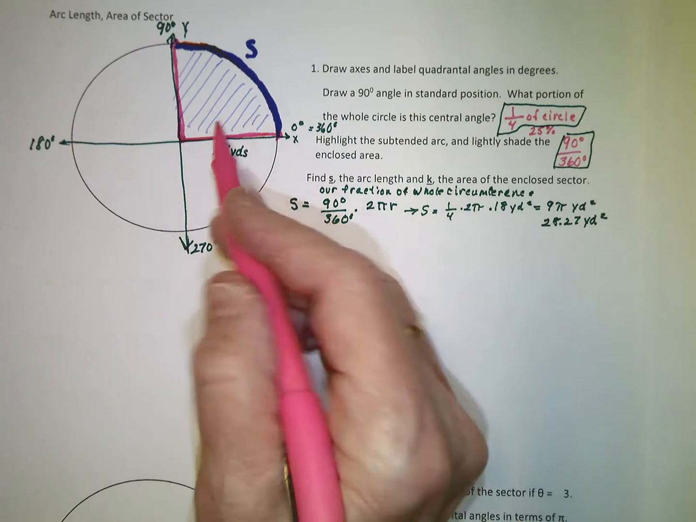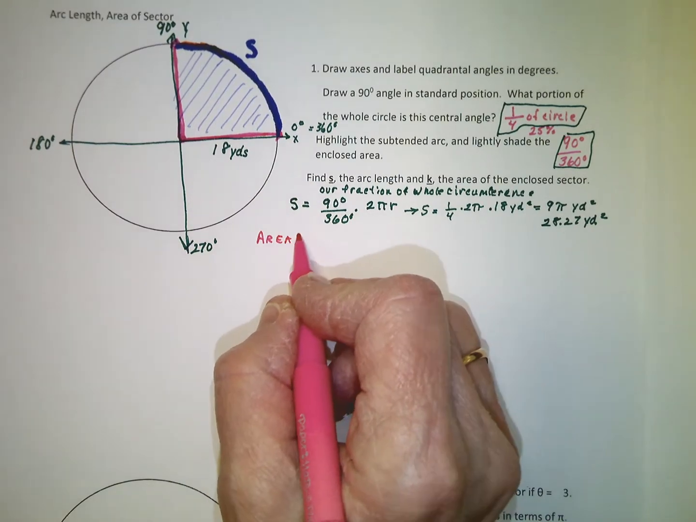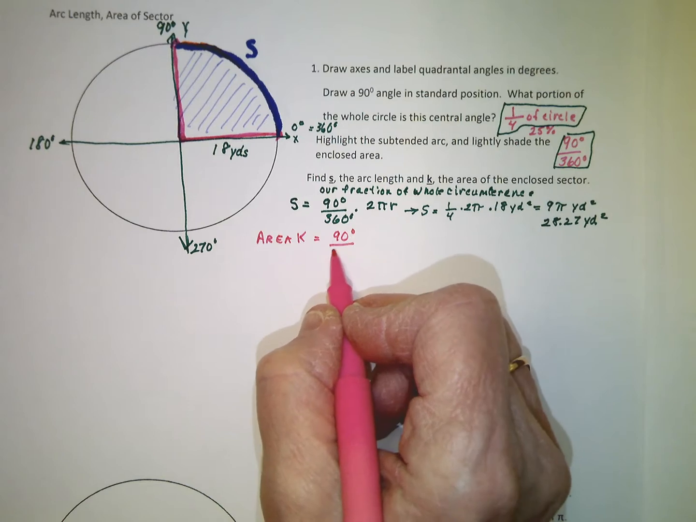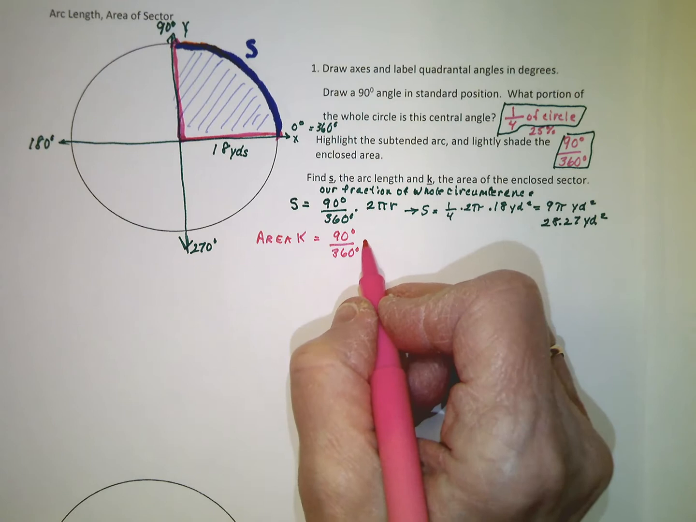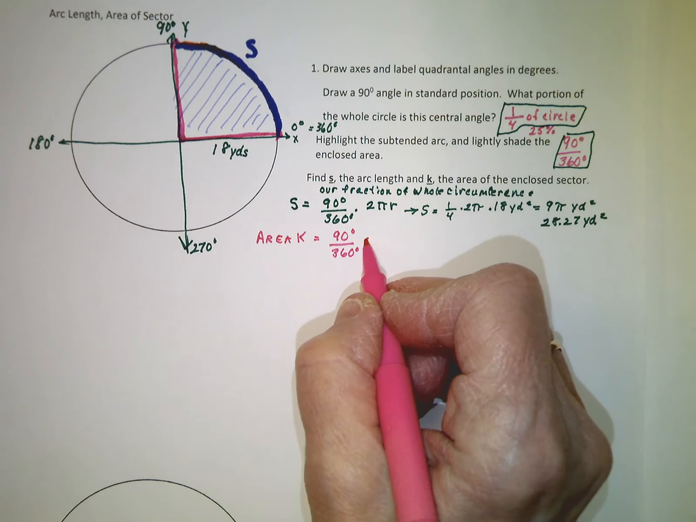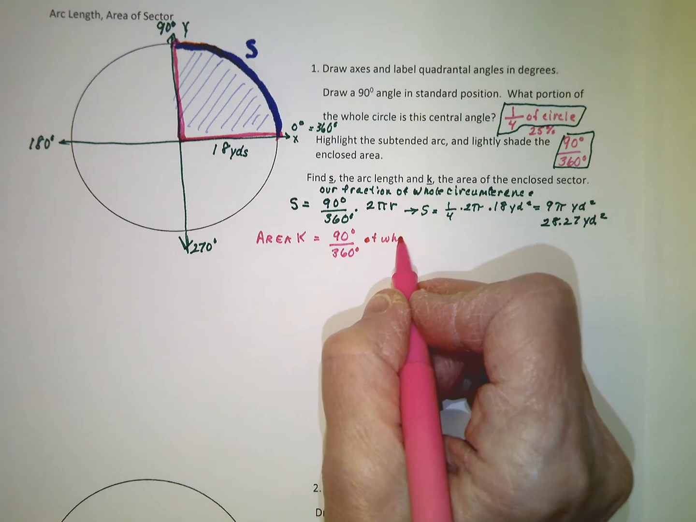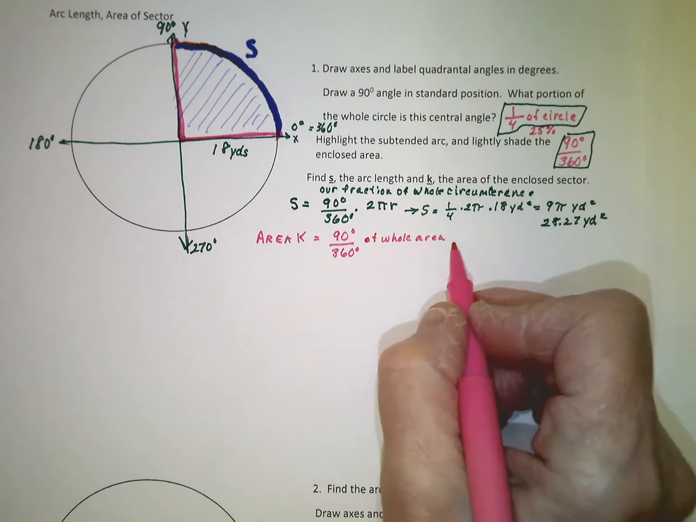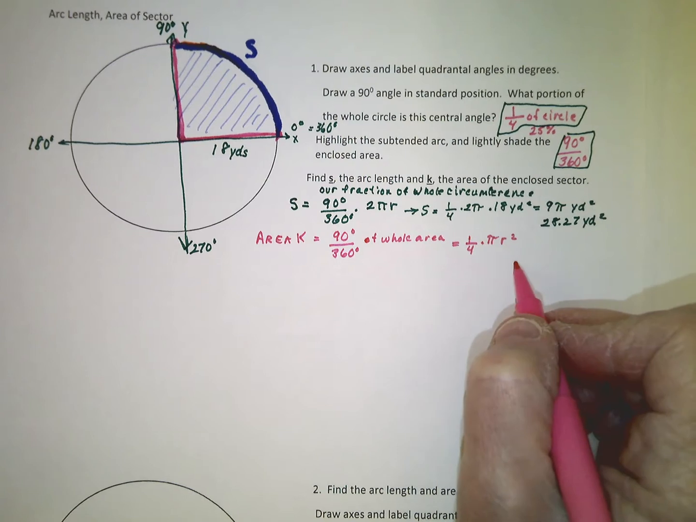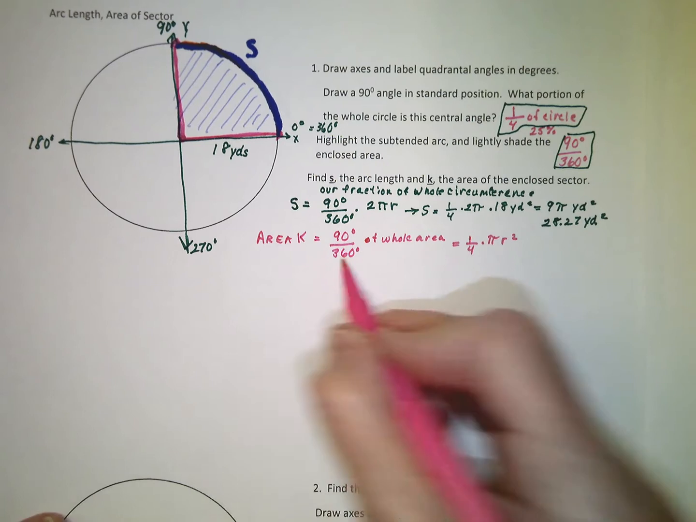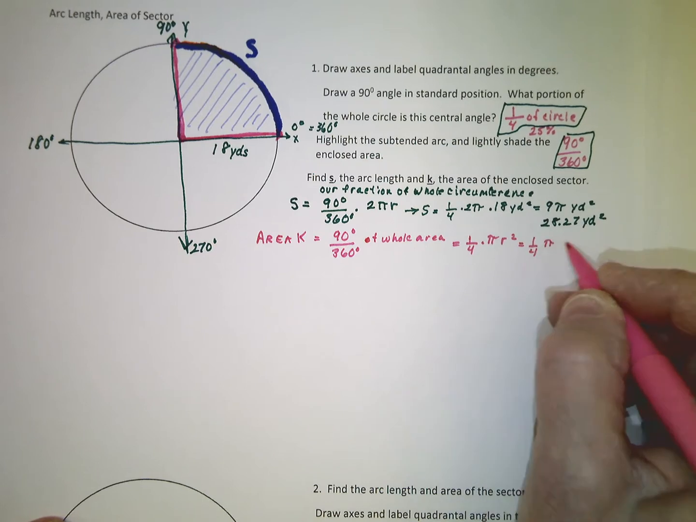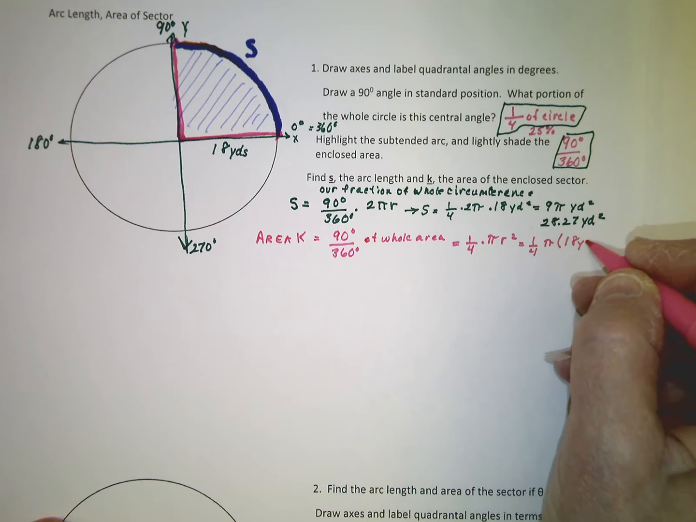So the area of the enclosed sector here is also 1/4 of the whole circle. So it's going to be our fraction, which I'm going to once again write, because it's not always going to be a nice, neat 90, times, and you have to remember how to find the area of the whole circle. So that's going to be 1/4 of pi times the radius squared. The degrees canceled out, the 90 over 360, change it to 1/4. So this is going to be 1/4 of pi times 18 yards squared.